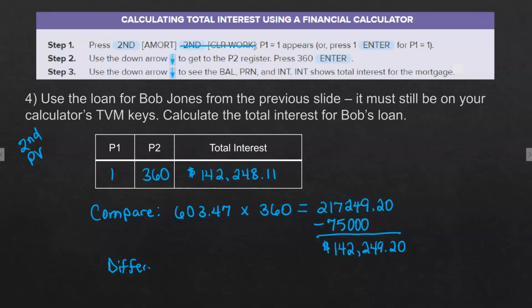The difference between the two methods is $1.09. We are talking about 360 payments, and our difference is just $1.09. It has to do with rounding. So don't get too stressed out about that. Use the financial calculator when you can, because it's just so quick and nice to do that.